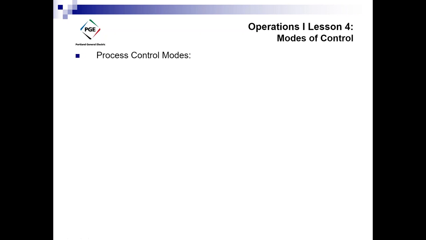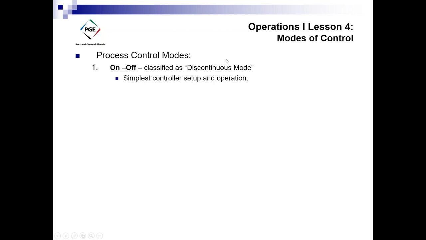So let's start going through the control modes. First is on-off, and we will classify this as a discontinuous mode. Continuous mode we'll talk about in proportional, and on-off is the only discontinuous mode. Obviously, it's the simplest controller setup and operation. So it's either on or it's off, and there's no intermediate operation.